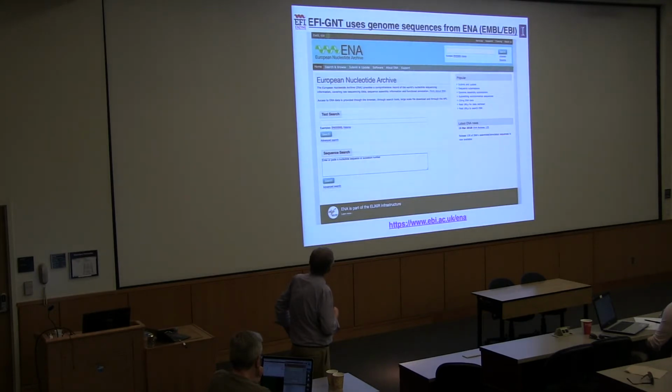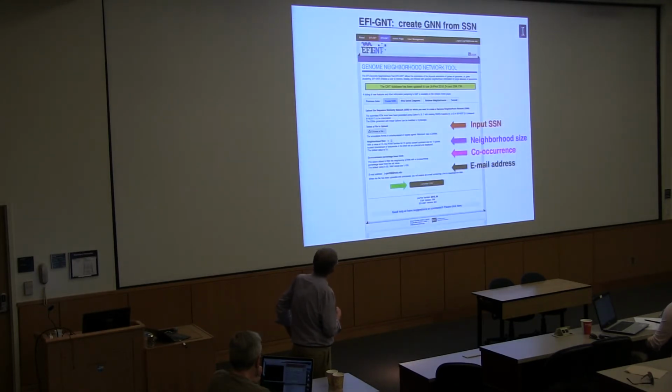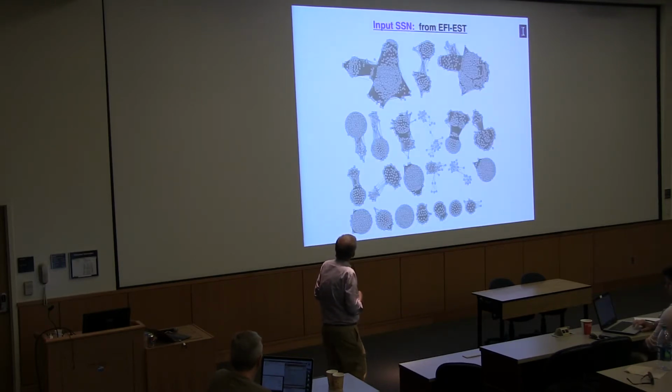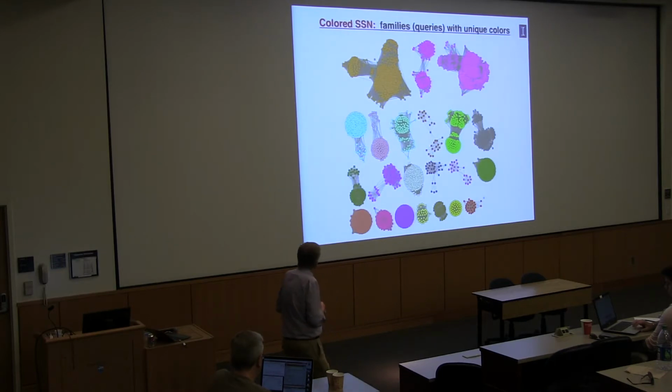We use sequences from EMBL, from the ENA database. And what you do is you input an SSN, you put in how big you want your genome window to be, what you want the co-occurrence frequency to be of your query in the SSN with your neighbors, and you put in your email address and off you go. Here's the input. You get back an SSN that is colored. Each cluster has a color.